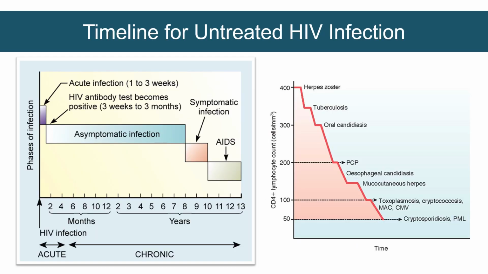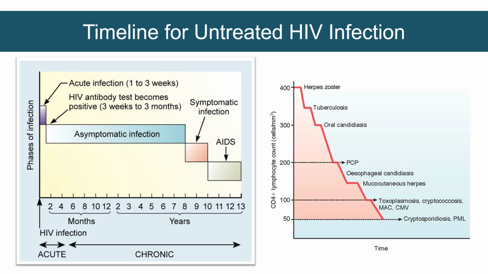This is a timeline for untreated HIV infection. It used to be thought that if you have HIV, it is pretty much a death sentence. But nowadays, with the treatment that we have, it is considered a chronic disease. So as long as you take your meds and you follow the treatment plan, you'll have a normal life expectancy.